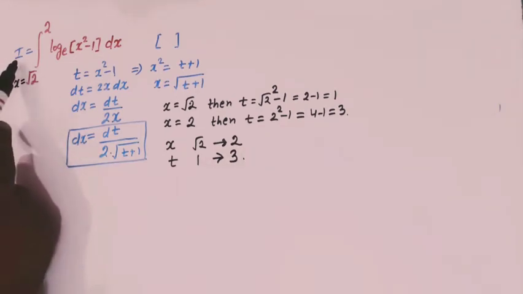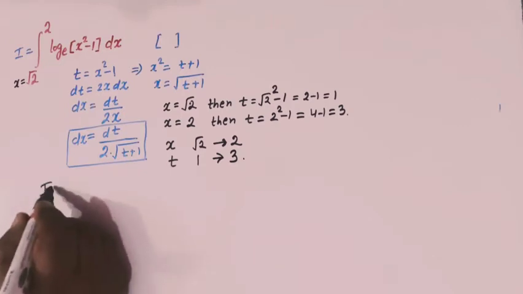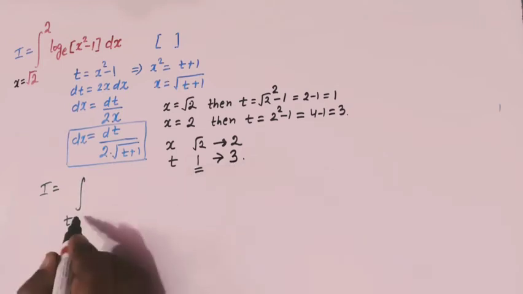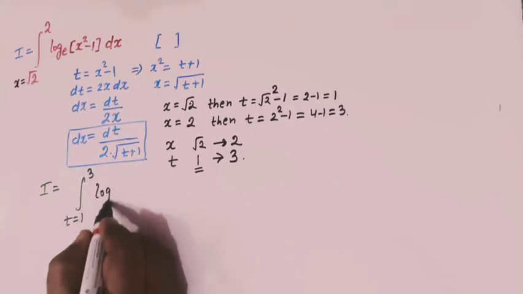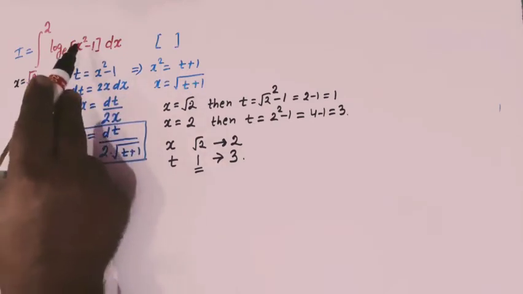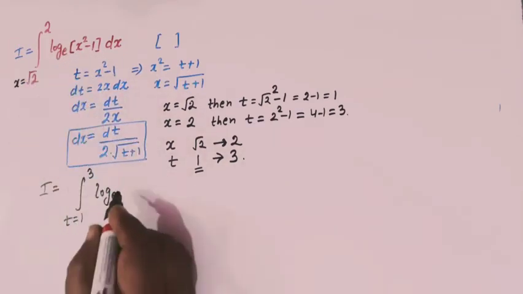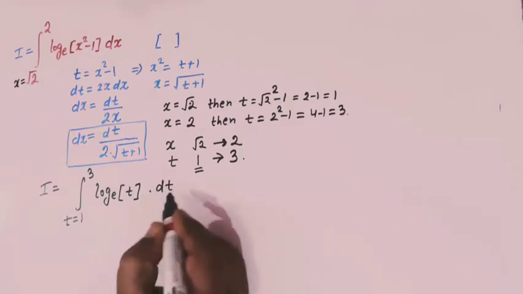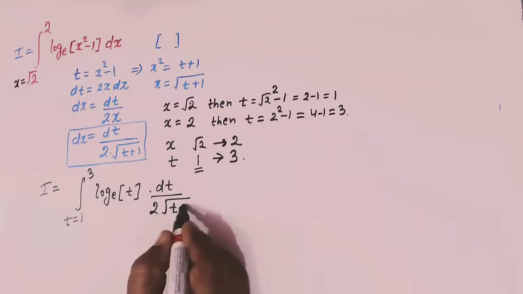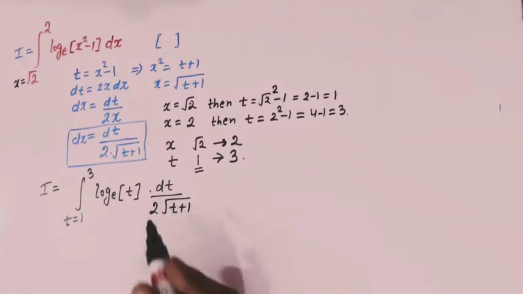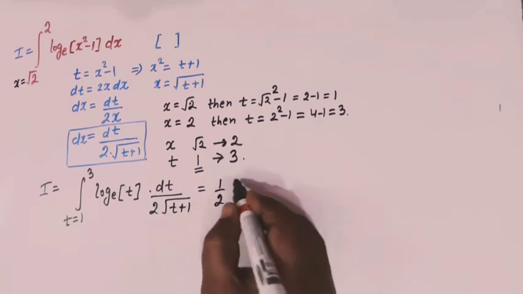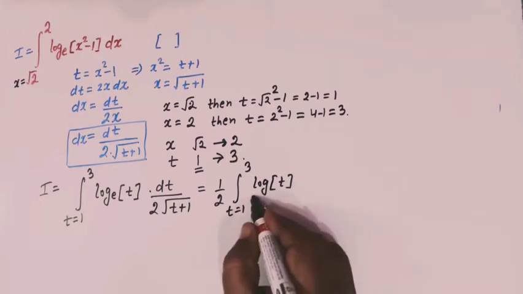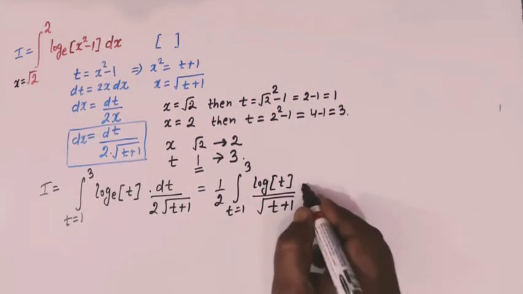Now let us express this integral I in terms of t. We can write the integral from t is equal to 1 to 3 of log of the greatest integer of x square minus 1. For x square minus 1 we have t, so we have the greatest integer t, and for dx we can write dt over 2 times square root of t plus 1. So now this can be written as half integral from 1 to 3 of log of greatest integer t over square root of t plus 1.